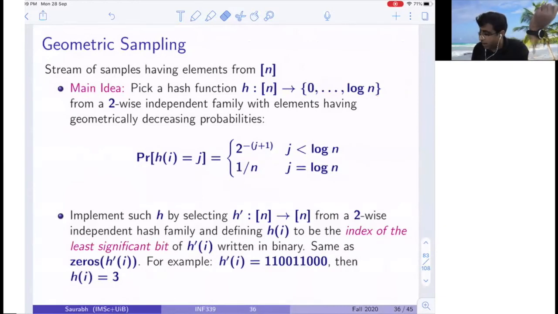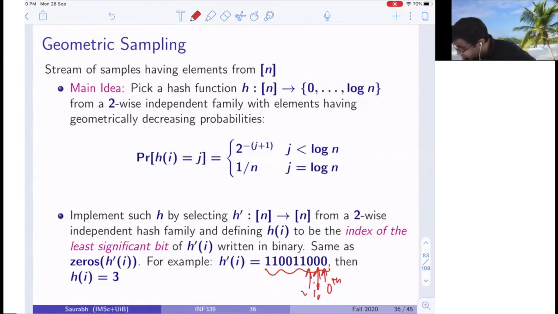You select some h prime from 1 to n from a 2-wise independent hash family and define h(i) to be the index of the least significant bit of h prime(i) written in binary, right? So for example, this is the same as the number of trailing zeros of h prime(i). For example, what is h(i) if h prime(i) is 110000? So remember, this is called the 0th bit, this is called the first bit, this is called the second bit, this is called the third bit. Then h(i) is equal to 3, which is the same as the number of trailing zeros of h prime(i), right?